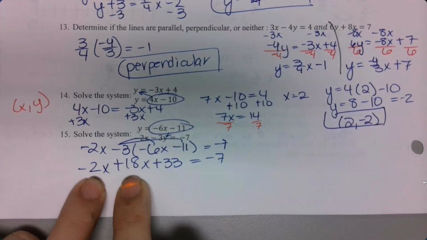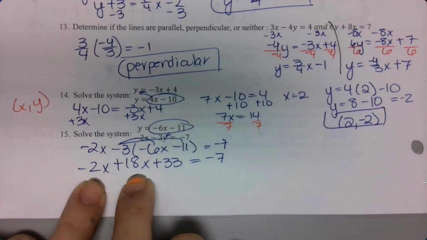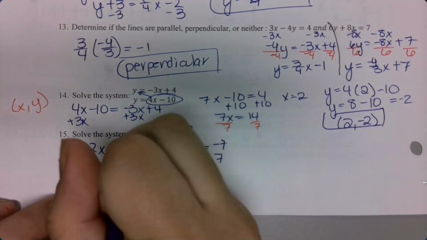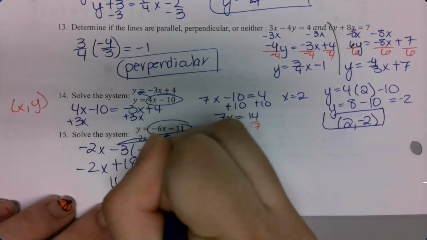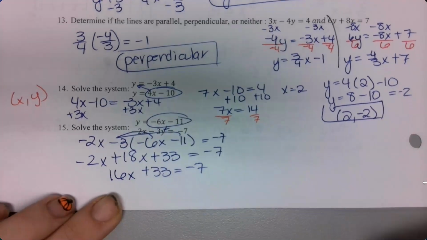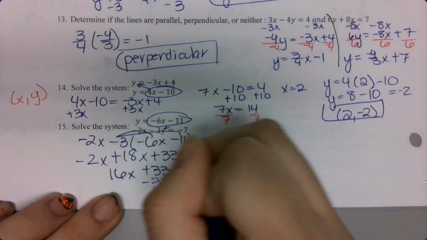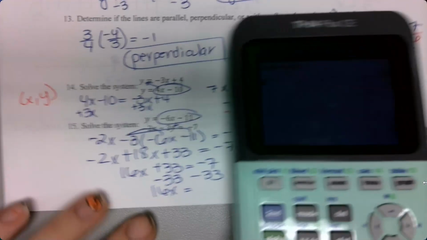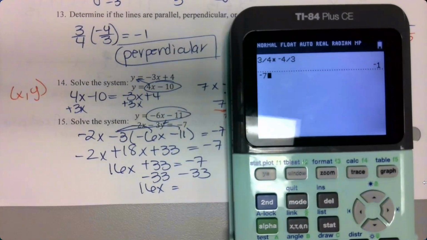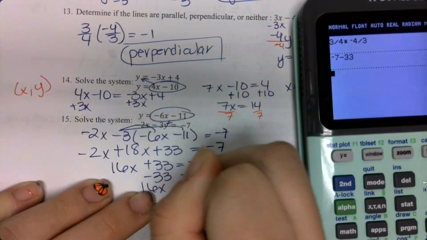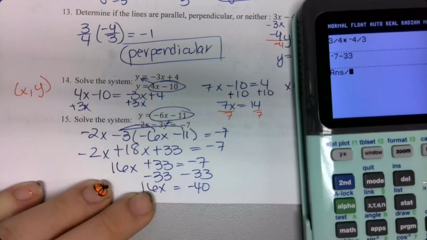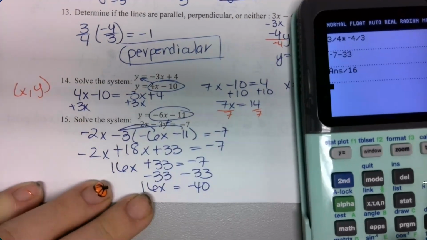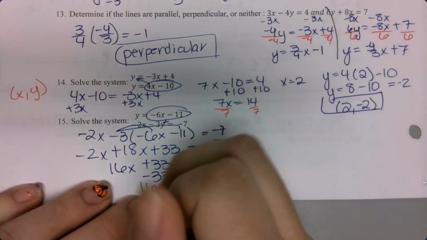I want to combine my terms. Since these are on the same side of the equation, I do exactly what their signs say. So I have negative 2x plus 18x, which is going to give me 16x. Then I want to go ahead and subtract 33 on both sides. I have 16x equals negative 40. And I want to divide that by 16, which gives me negative 2.5.